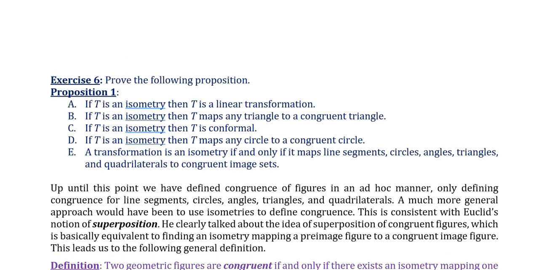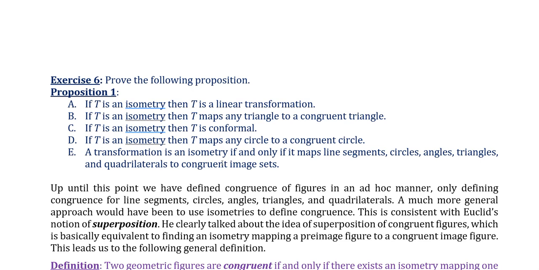Now, here is an interesting exercise that is one of the few proofs in this chapter. See if you can prove these. If T is an isometry, then T is a linear transformation. So basically, what do you have to prove there? You have to prove that if T preserves distance measure, then a line segment will be mapped to another line segment. Really, that will take care of it. So then lines will be mapped to lines.